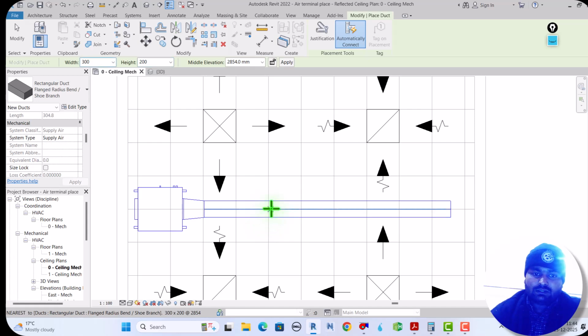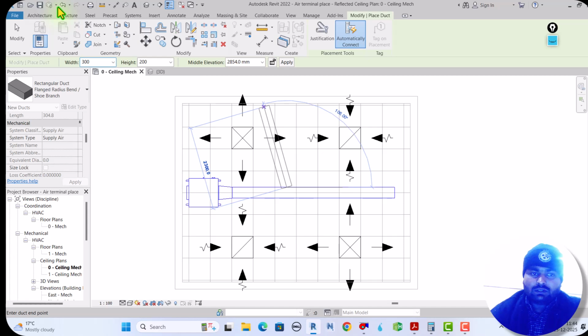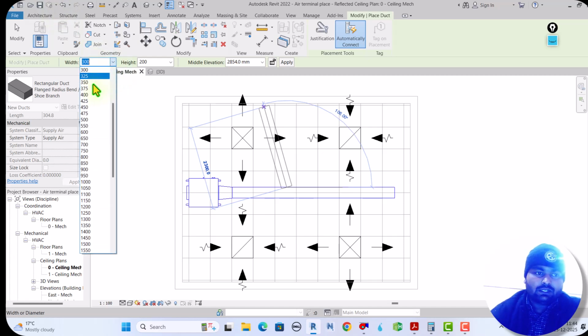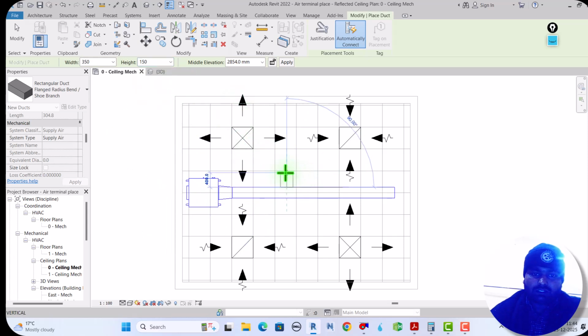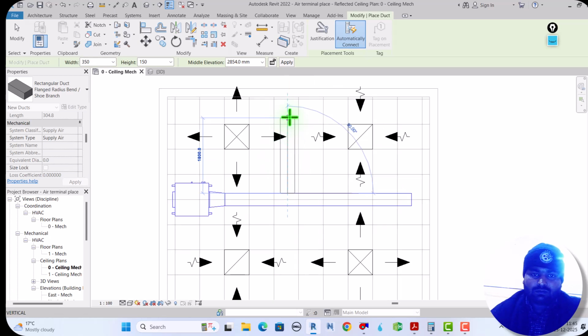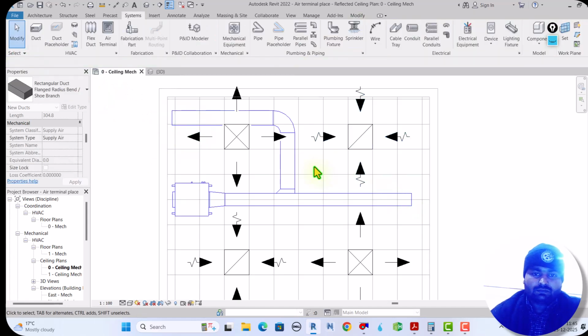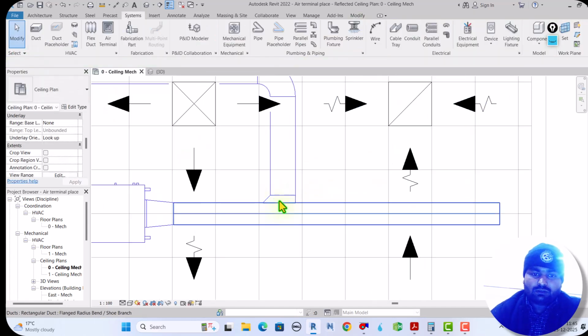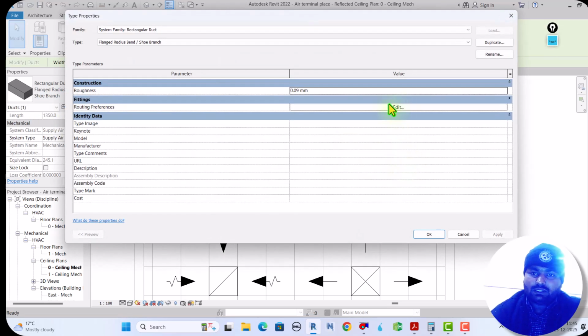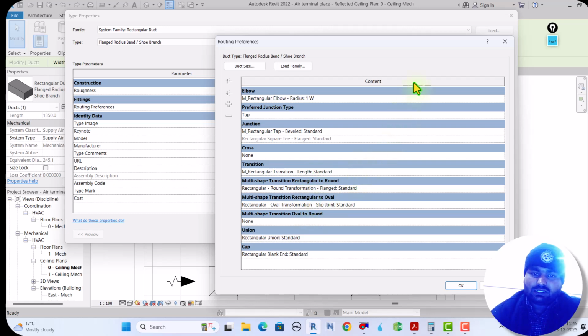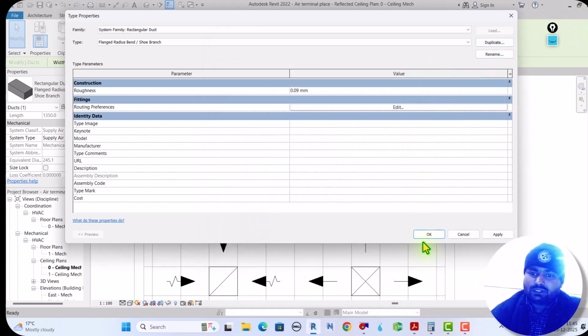Create similar, come here. Okay, how much? 350 by 150. Here you can come here, right? See, this shoe is coming automatically because I already set the routing preferences. Here you can set the routing preferences and it will come whatever you want.